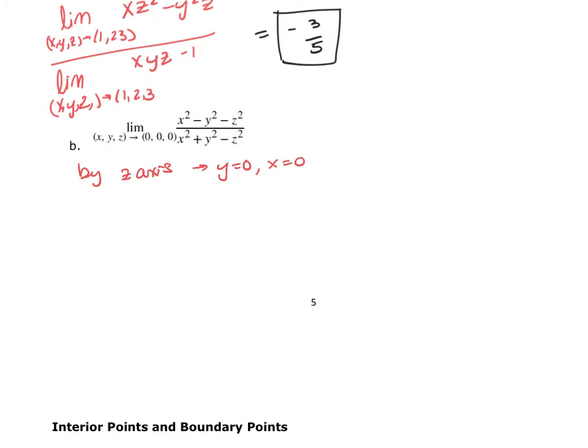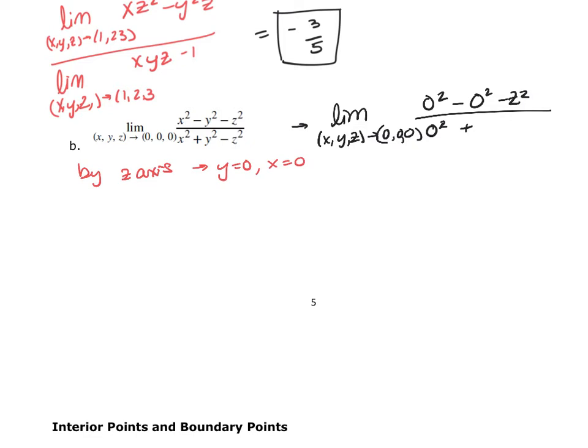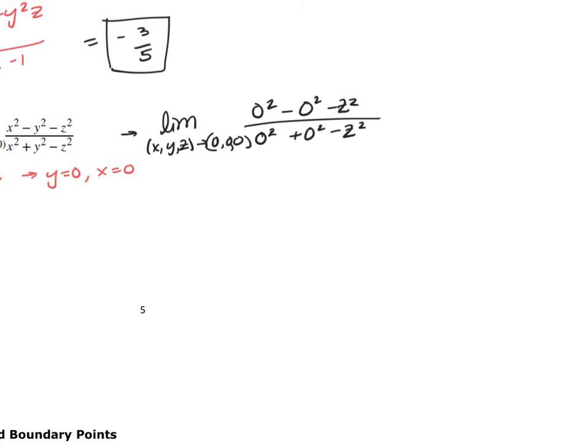So then what I have is the limit as x, y, and z approach 0, 0, 0, which has 0 squared for x minus 0 squared for y minus z squared, over 0 squared for x plus 0 squared for y minus z squared. Now I'd be in one variable, so I could think about doing L'Hopital's at that point, or my usual divide this by z squared and divide this by z squared, and then allow z to approach 0, and I end up with just 1. So that's kind of cool.